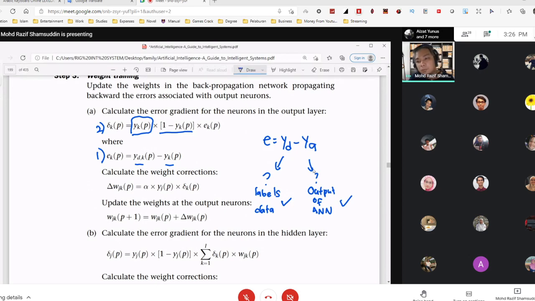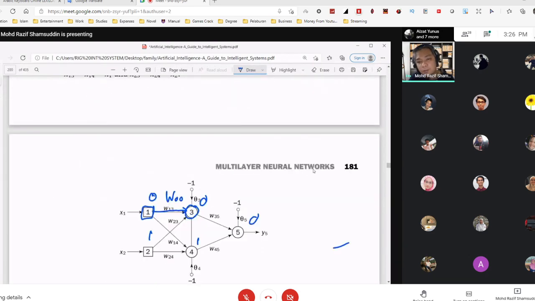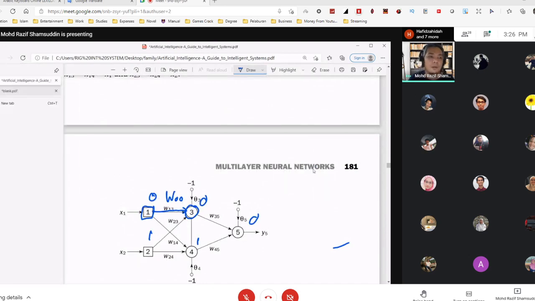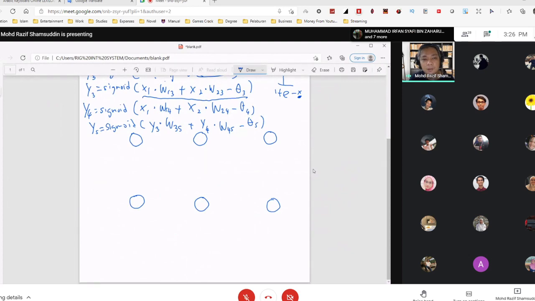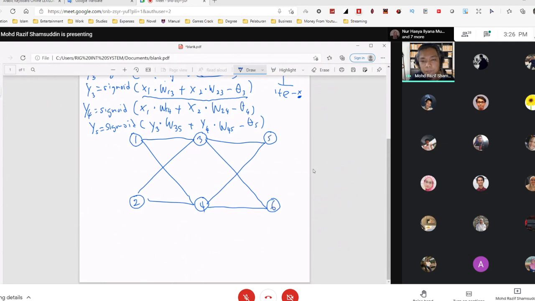In the book it shows one neuron, right? Neuron 5. So what happens if you have more than one neuron? Like this one. So you have a forward propagation of activation, and then later we want to back propagate our error. The input is propagated through the network to produce the output, right?